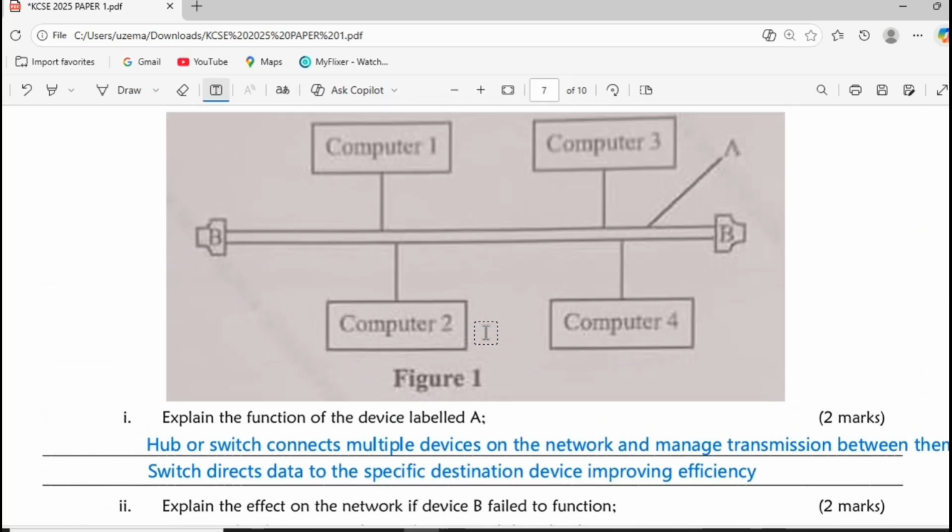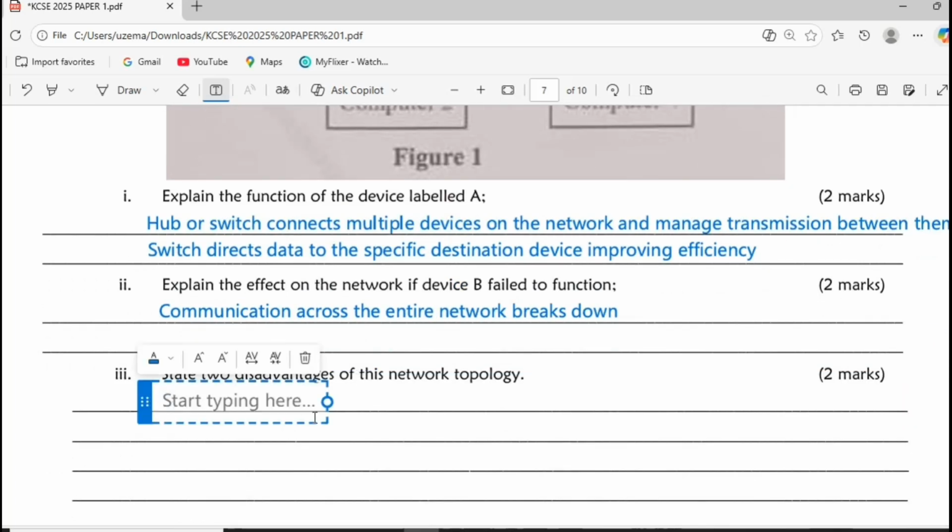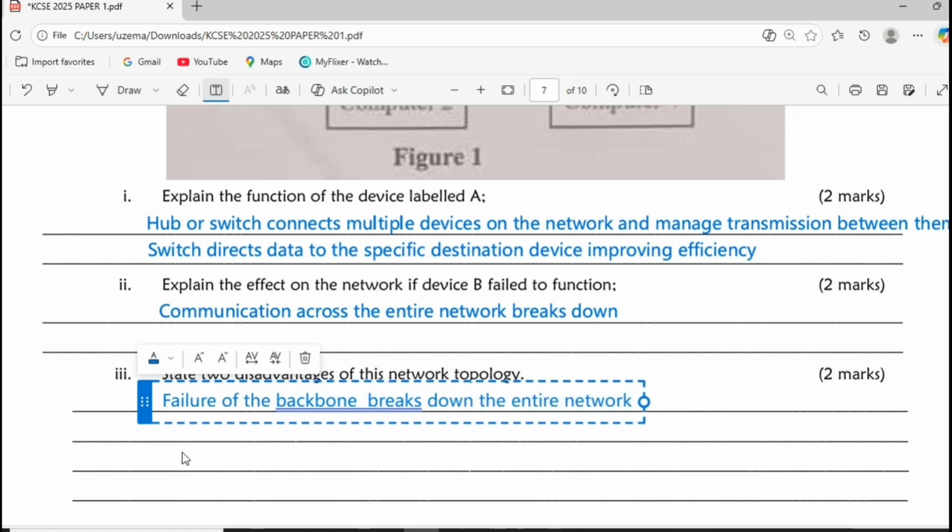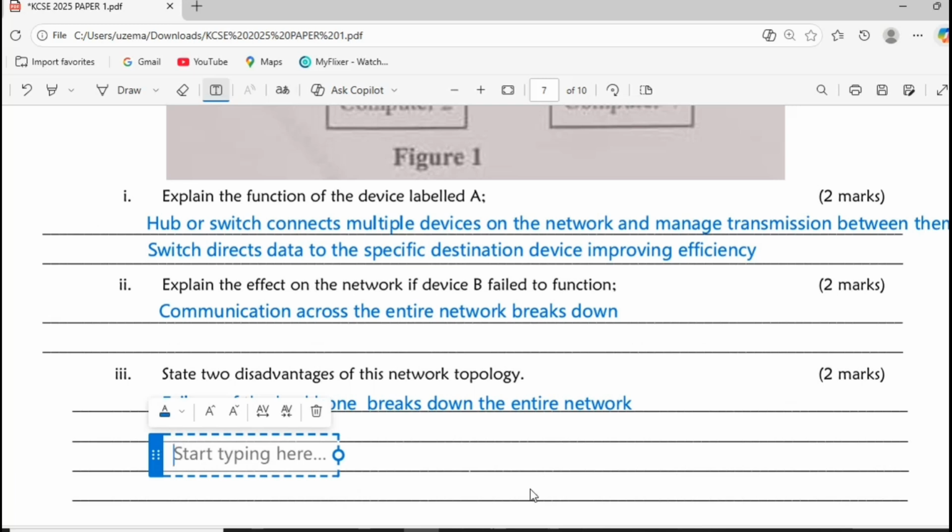not allowed to come back, because when they come back they will cause what we call distortion or noise or some electromagnetic interference. Therefore, if device B fails, it means that there will be a problem in transmission or communication on the whole network. What are the disadvantages of this network topology?